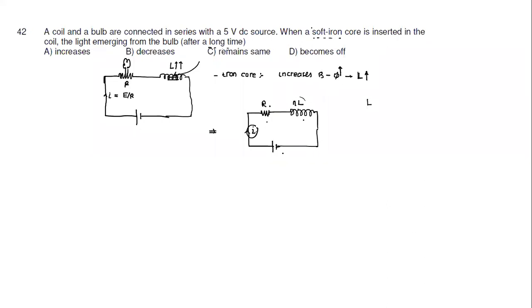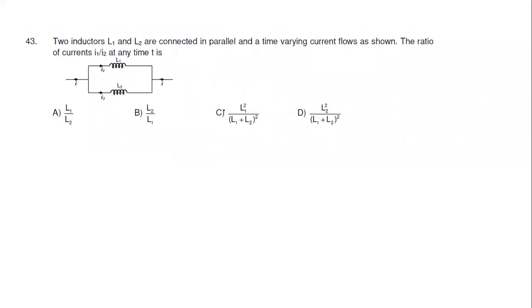The bulb will achieve its full brightness over a longer period of time. It will gradually increase its brightness to its full brightness. Yes. If the inductor is very small, its brightness will increase very quickly. That's the difference. This is a fairly simple one. L1 I1 is equal to L2 I2.